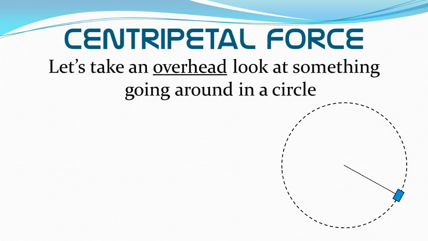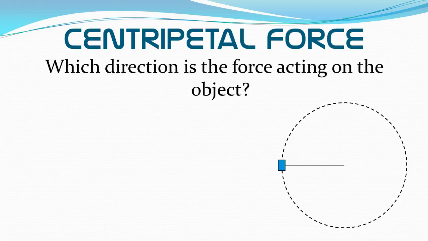Let's look at an overhead picture of centripetal motion. Imagine you have an object attached to a string and you're spinning it over your head in a circle. Which direction is the force acting on the object? What is keeping that object spinning in a circle?